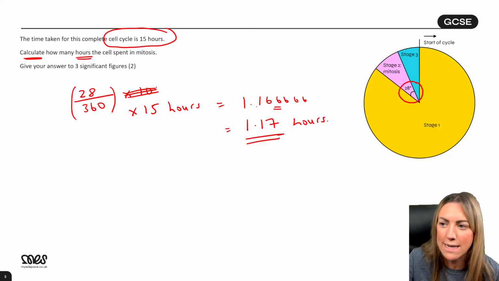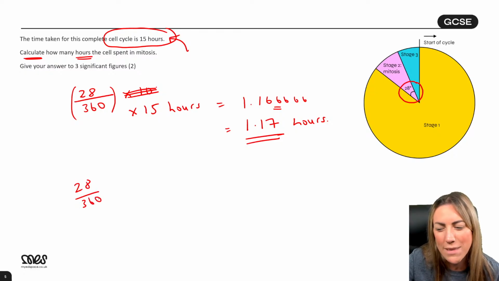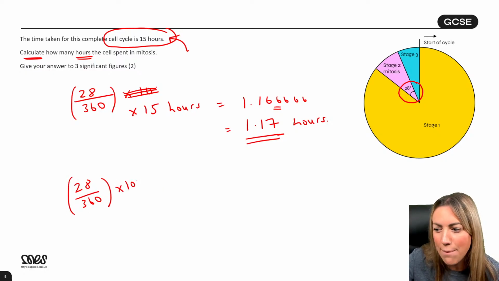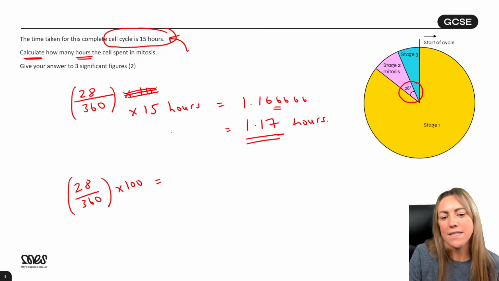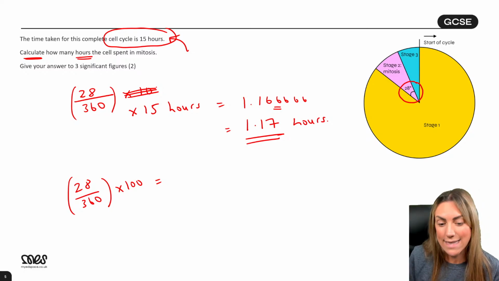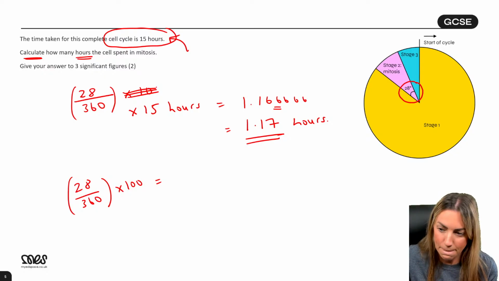Why do you times it by 15? Because it's that proportion, 28 out of 360, and the cell cycle is 15 hours. The way you could do it, guys, if your brain works a little bit better with percentages, like mine used to, I remember when I was doing my GCSEs, you could have times that by 100 and worked out what percentage of the cell cycle was spent in mitosis. And then that would be the percentage of the cell cycle. So you could have done it like that. You could have worked that out as a percentage. Does that make sense to anyone else? Or is that just how my brain works?